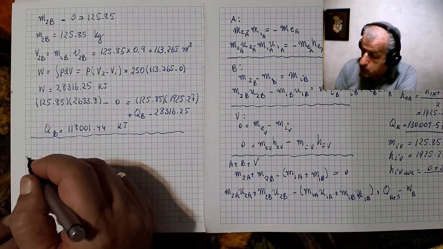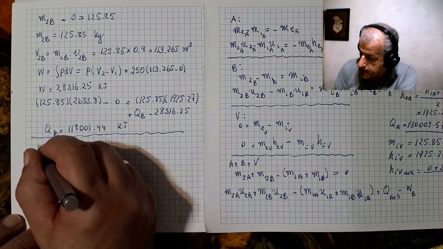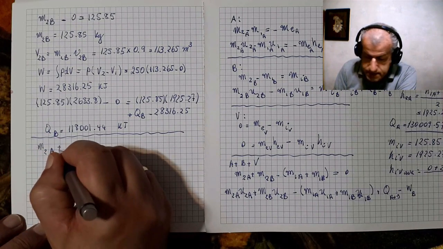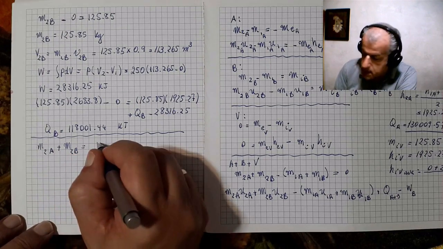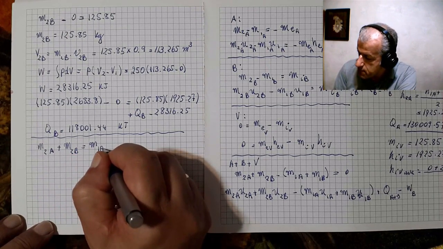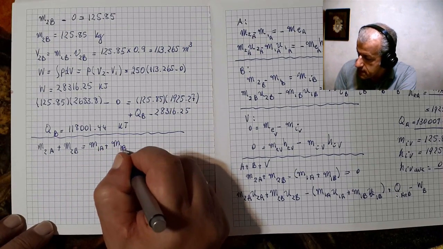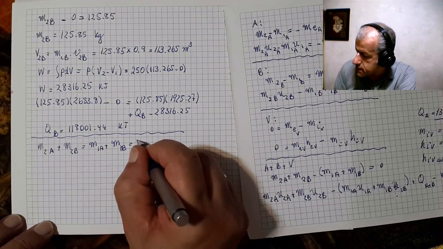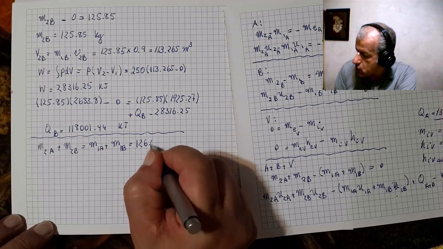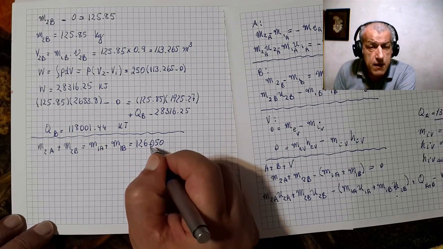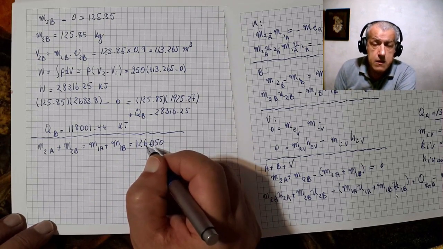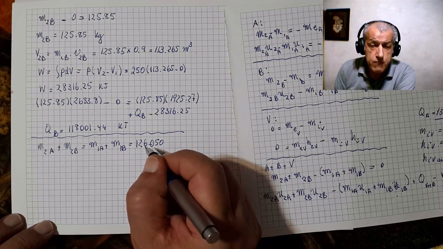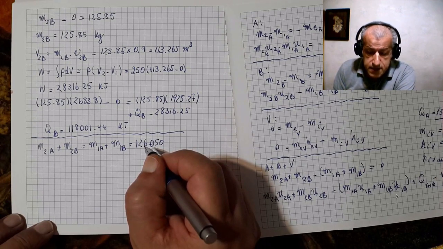And we know that M2A plus M2B equals M1A plus M1B, and that would be 126.050, which is the initial mass in A, because initially all mass was in A and there was no mass in B. They are divided through the process, but the total remained the same.